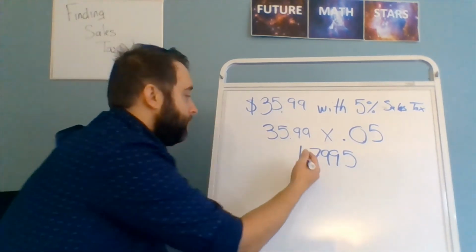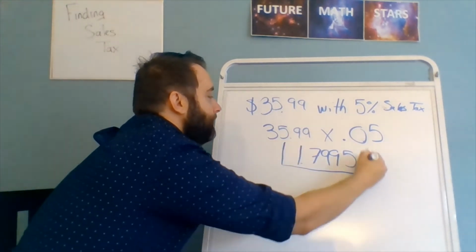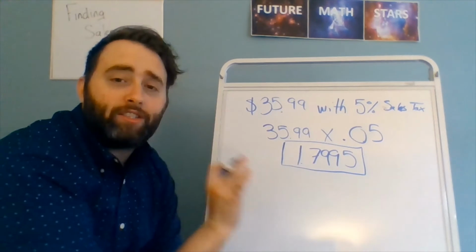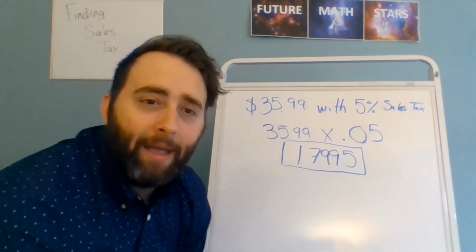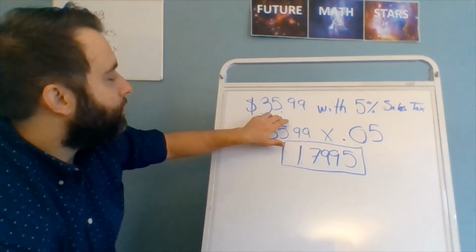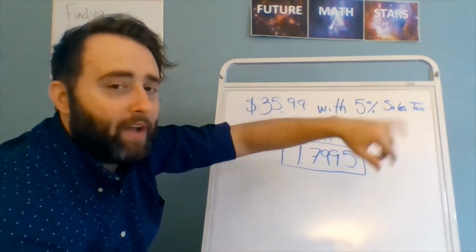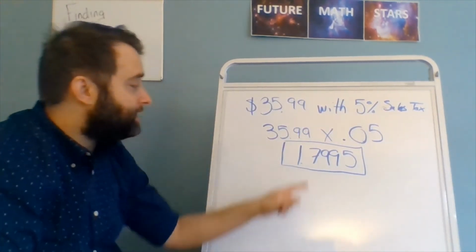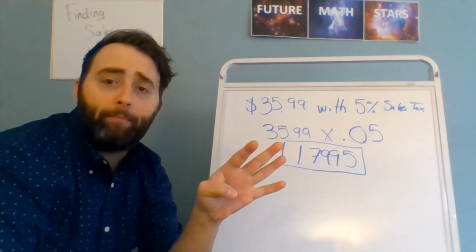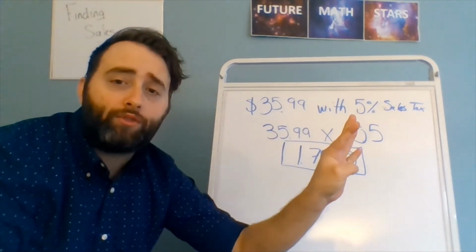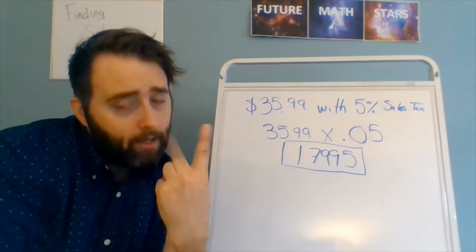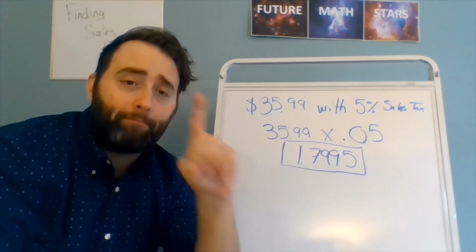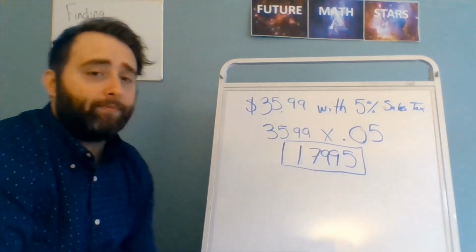1.7995, that's just our sales tax alone. But that's not what I'm asking. I'm asking $35.99 with a 5% sales tax. I want that included. It's plain and simple. I could take this and add it to that. No problem. That solves the whole solution. But that's two steps. What I'm about to teach you is a one-step solution to the entire thing.